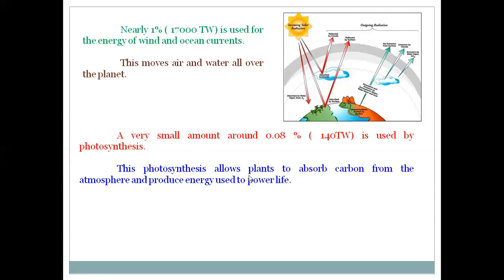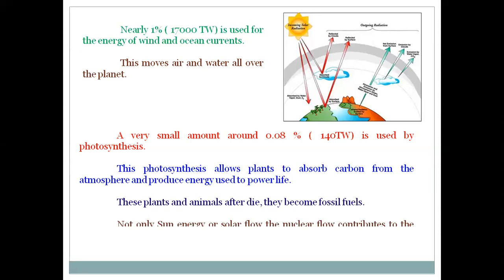Of course, photosynthesis allows plants to absorb carbon dioxide from the atmosphere and produces energy used to power life. These plants and animals, after they die, because we know there is a lifespan for all plants and animals, become fossil fuels due to the high temperature and high pressure in the earth's crust.